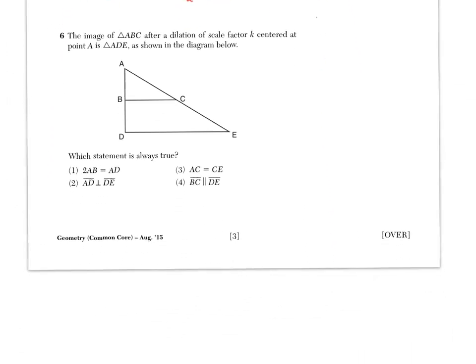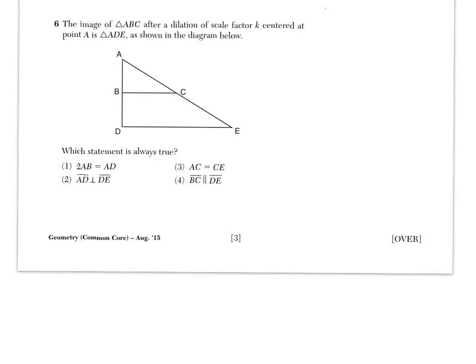All right, we're just going to go up to question 6. This is the last one for this video. The image of triangle ABC after a dilation of scale factor K centered at point A is triangle ADE. All right, so ADE is our image. Which statement is always true? All right, well, this is once again a level 1 question. Level 1, and this is transformations.